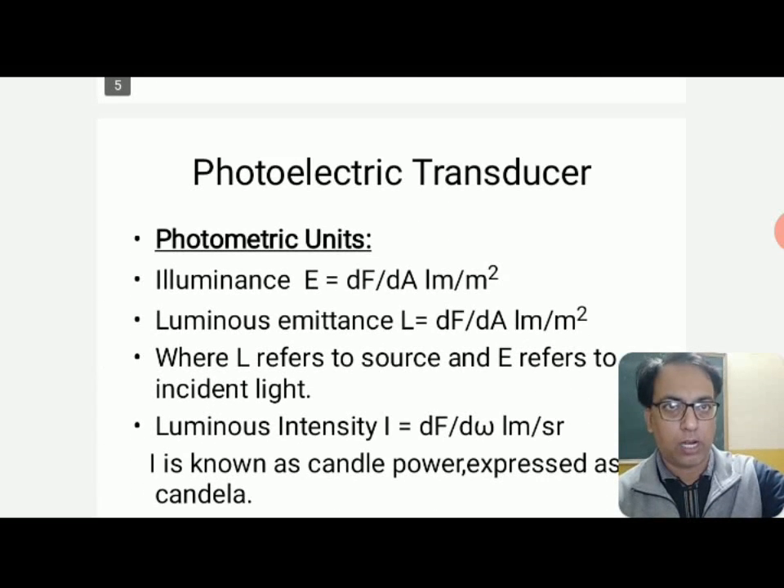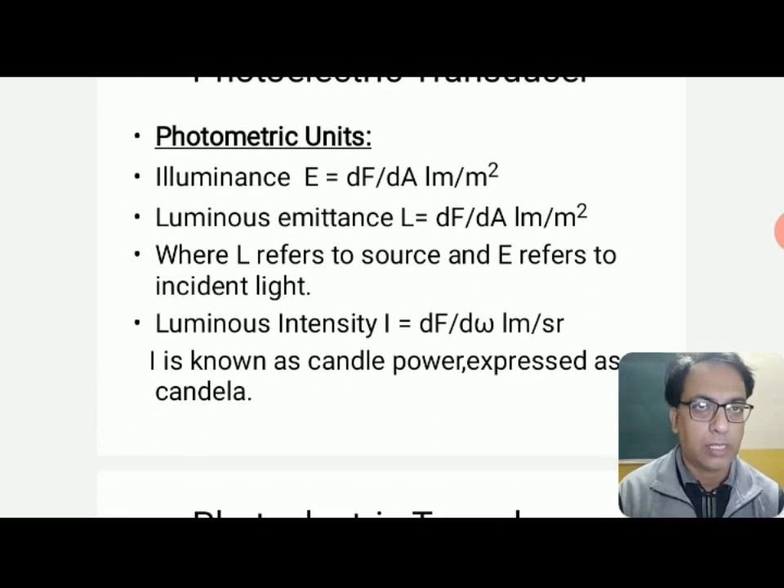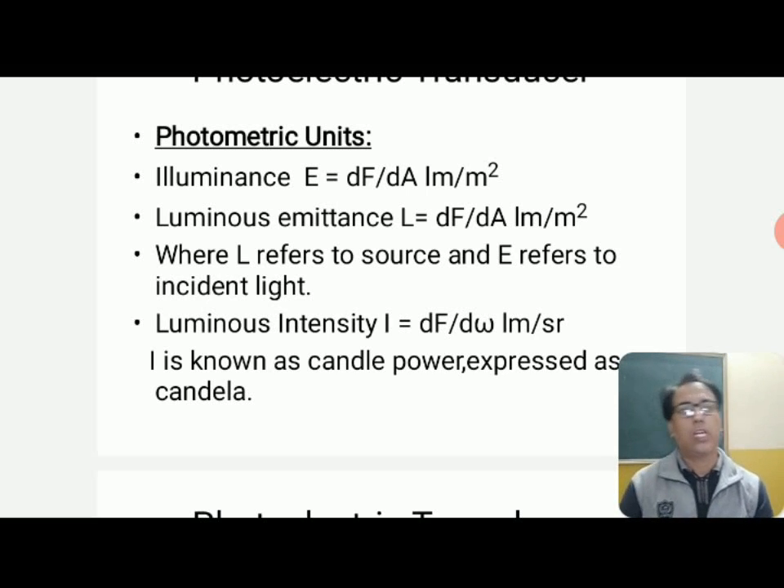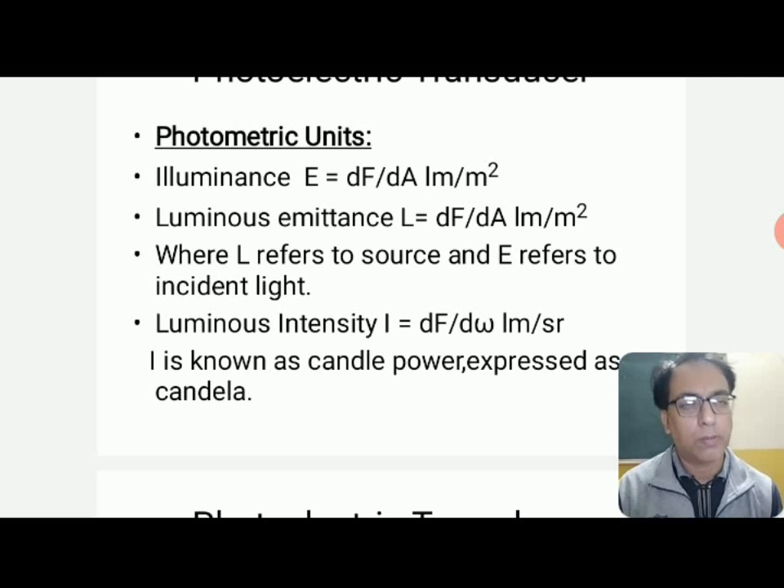Now we have come to the second set of units, that are photometric units. The first term is illuminance. Illuminance is nothing but E is equal to dF by dA, given in lumen per meter square, which is nothing but flux per unit area. Luminous emittance, L is equal to dF by dA again. This is again in lumen per meter square, where L refers to the source and E refers to incident light.